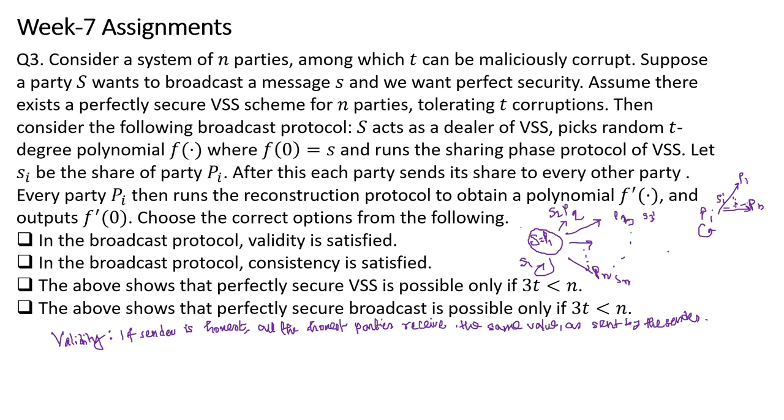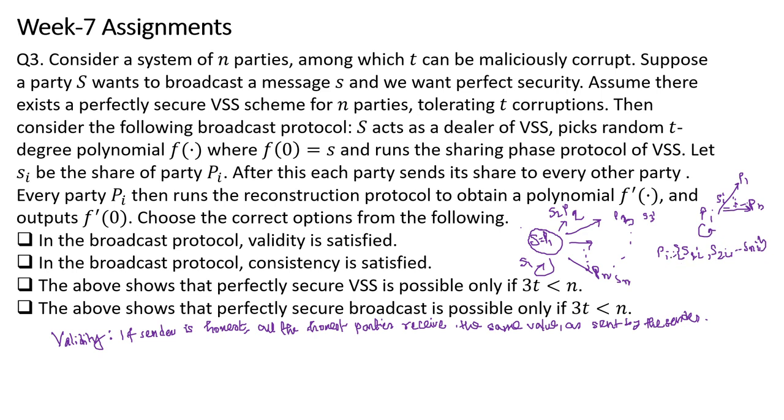At the end of this phase, each party Pi will receive some values. So Pi receives, let's say, S1i. This subscript i denotes that this is the value received by Pi. So S1i denotes the value S1 received by Pi. So this is an n-size vector that each party Pi receives.